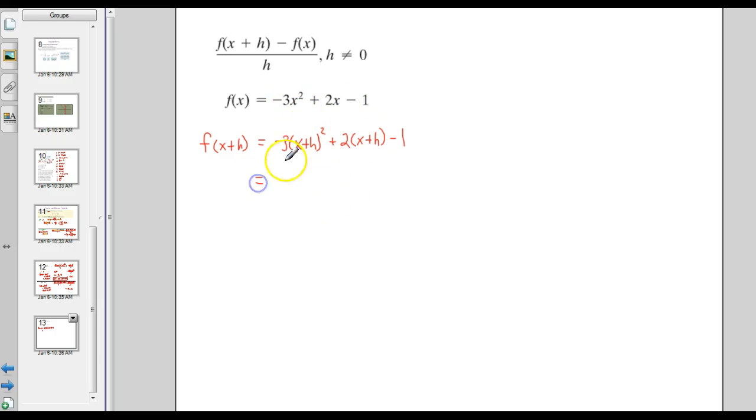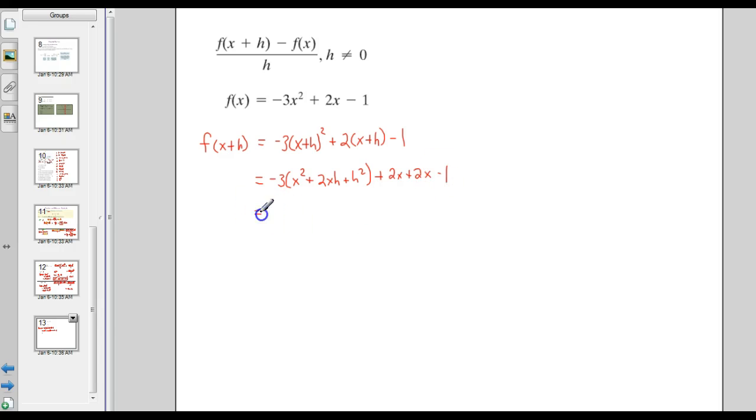Now, we know what this is. We did it last time. Again, it's not x squared plus h squared. It's x squared plus 2xh plus h squared. Don't forget that middle term. Okay, here just distribute. We get a 2x plus 2h. And then a minus 1.